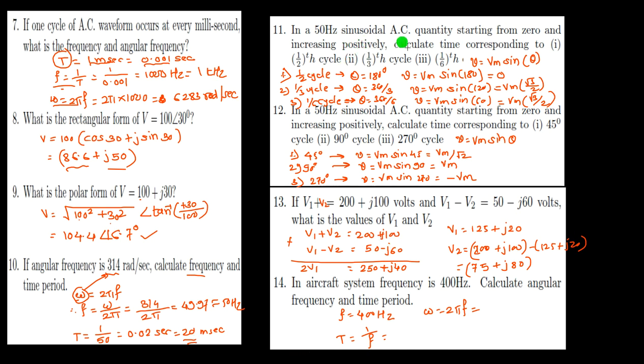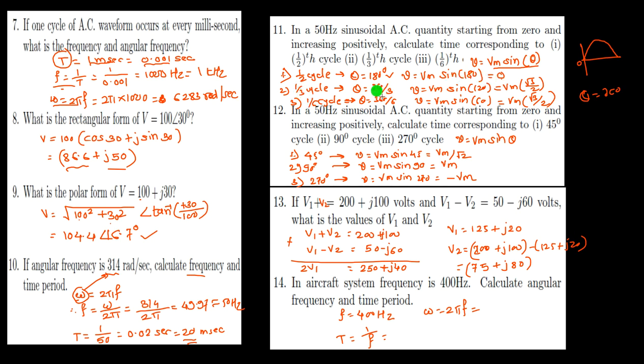In a 50 hertz sinusoidal AC quantity starting from 0 and increasing positively, what is the equation? It is Vm sine of theta, because the phase angle is 0. So Vm sine theta. The full cycle theta is 360 degree. So for half cycle it is 360 divided by 2, that is 180 degree. So substituting theta is equal to 180, sine of 180 is 0.